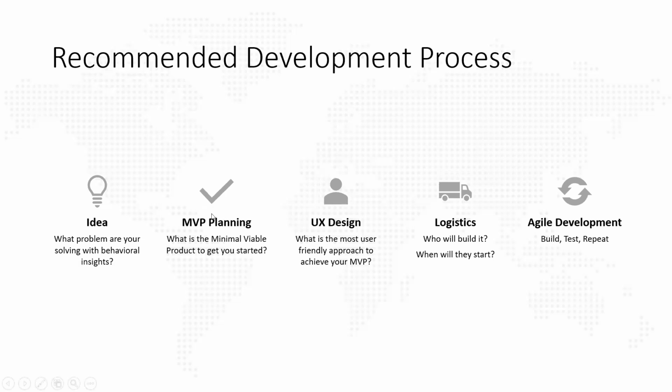After you come up with the MVP planning, you would then have a UX design. So coming up with a user-friendly approach of achieving your MVP is what you would focus on there. Then you would focus on logistics: who will build it, when will they start, how long will it take? And then we recommend that you use the agile development process to build, test, and repeat. So that's very quickly building and testing, using a sprint format so that you can quickly make improvements to your products to get some quick wins, on a 2-week or a 4-week rollout.